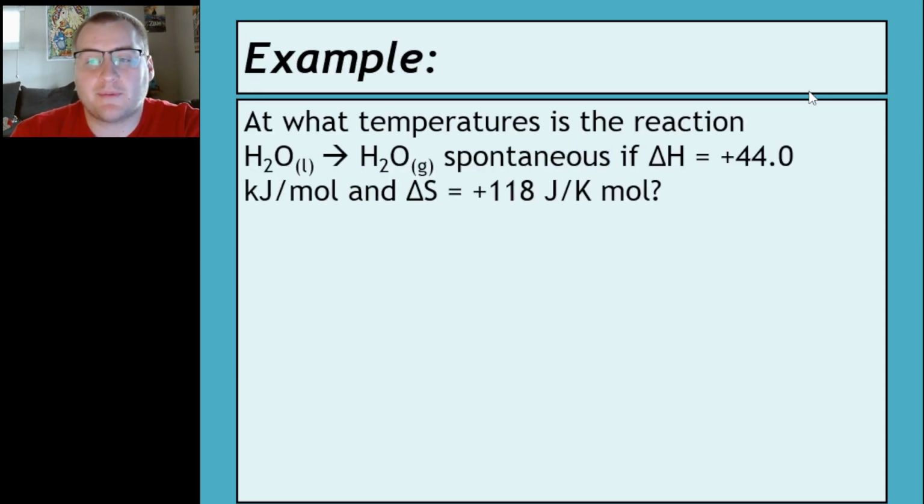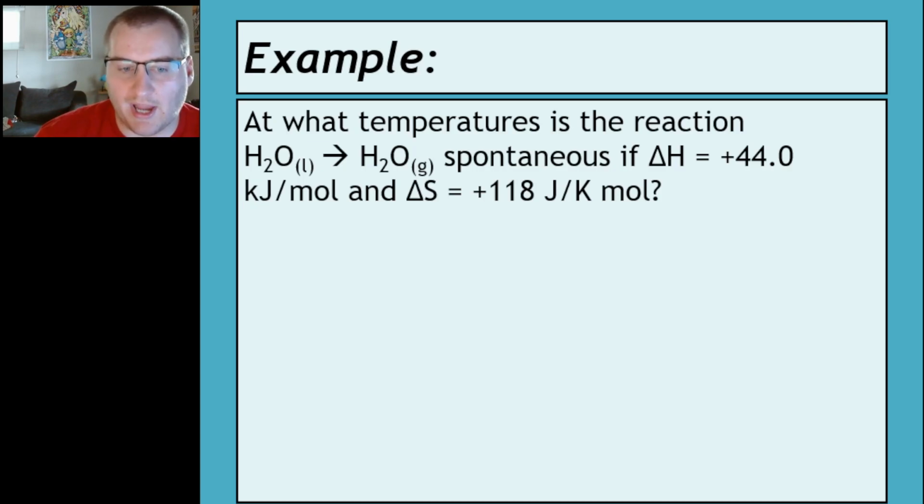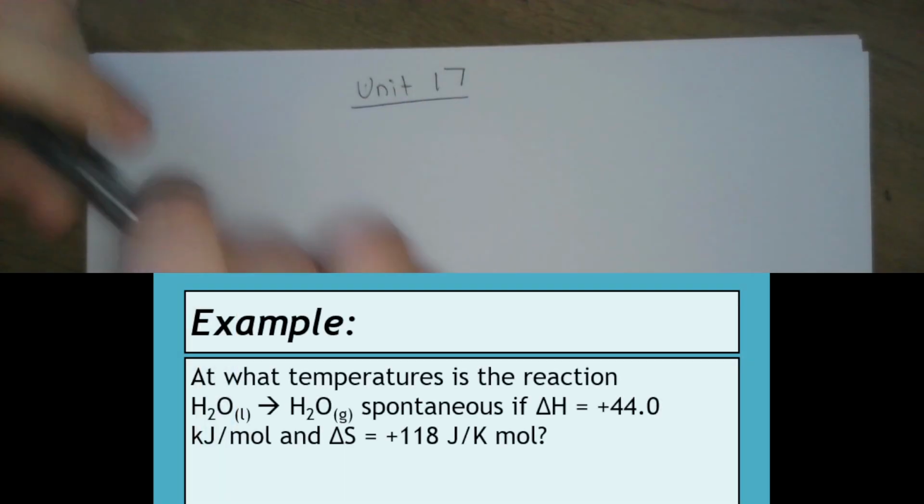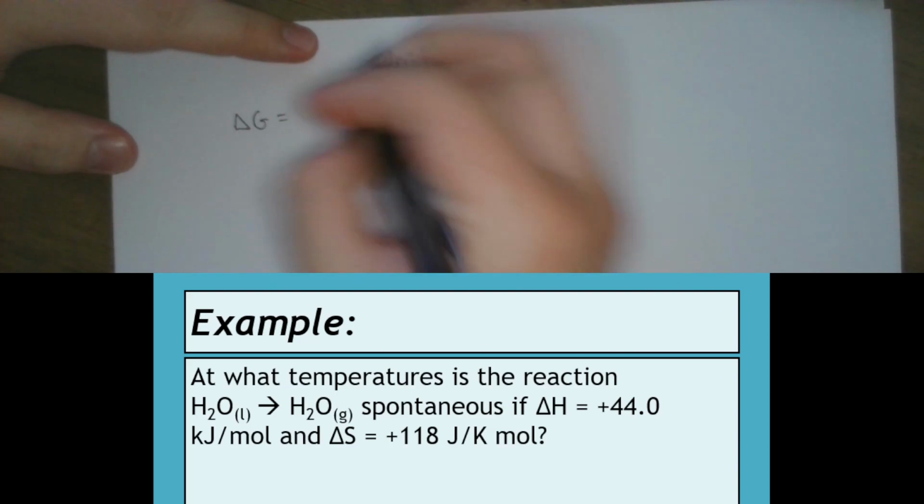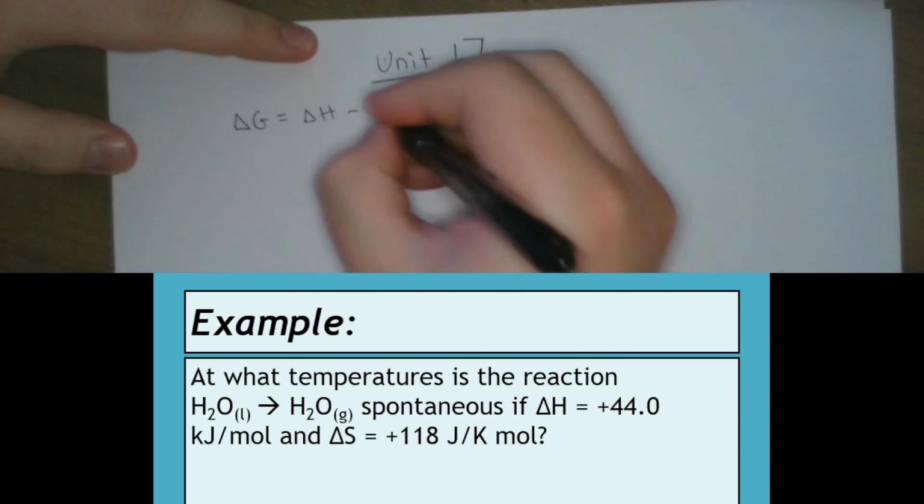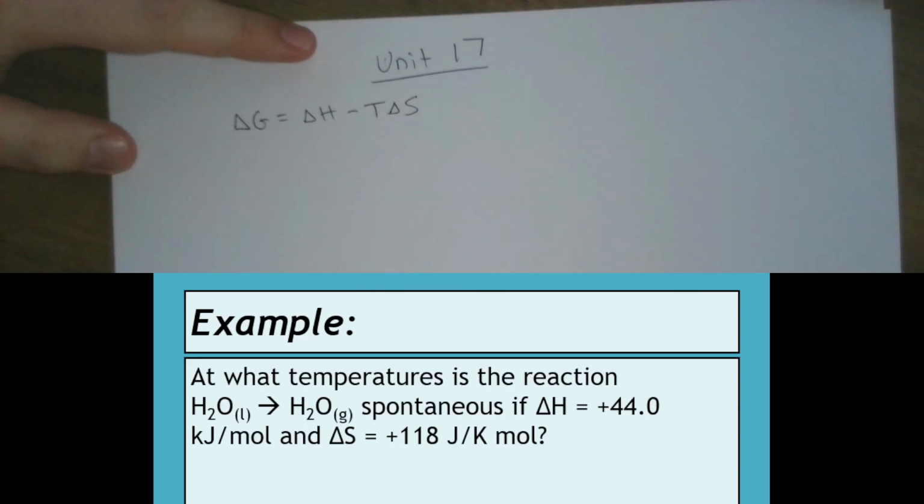At what temperature is the reaction here spontaneous, if enthalpy is 44 kilojoules per mole, and entropy is 118 joules per Kelvin mole? All right, so let's use our new equation we learned. This is what we need: delta G equals delta H minus T delta S.